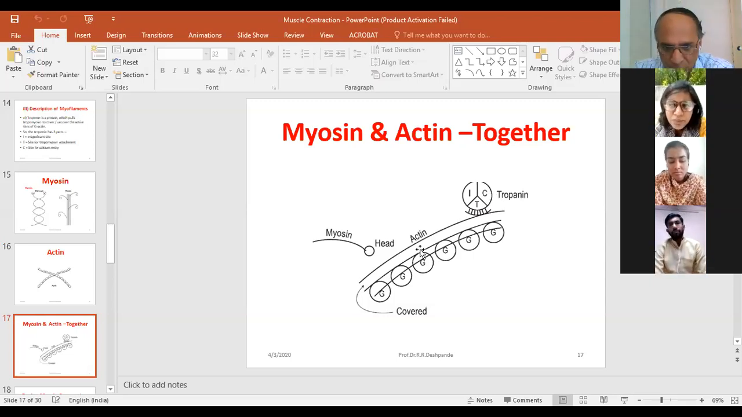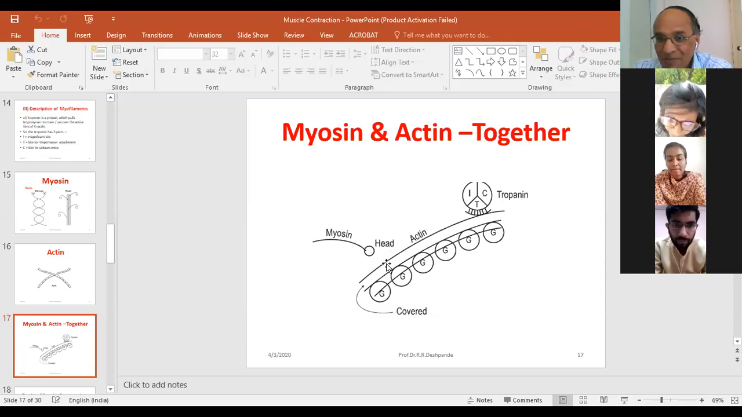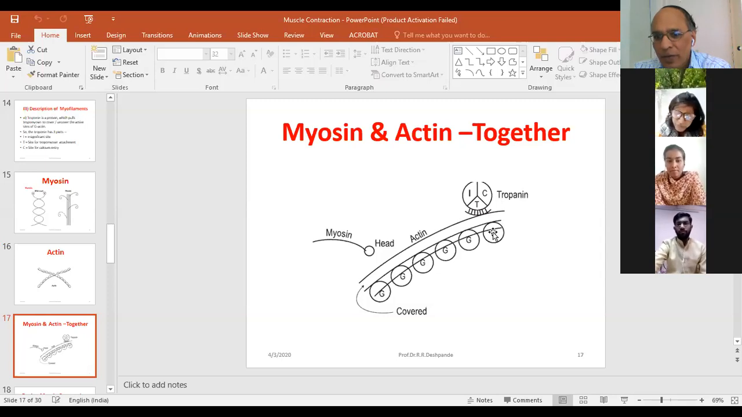Can you see this is all an actin molecule? A chain of actin. And here myosin is coming. This is the head of the myosin. Write down this word, head of the myosin. Head of the myosin is very important. Hockey stick. This head is attaching to the actin, see my cursor. Okay? Let us go further.